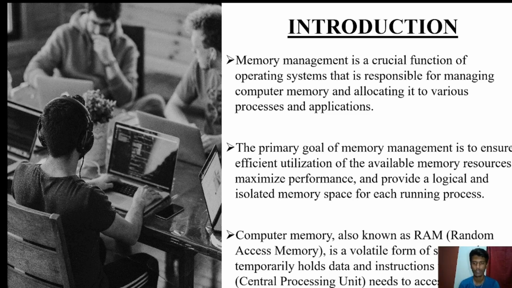Computer memory, also known as RAM, random access memory, is a volatile form of storage that temporarily holds data and instructions that the CPU, central processing unit, needs to access quickly. RAM holds the memory temporarily, which the CPU is going to access. When the CPU is processing other instructions, the RAM will temporarily store the data which the CPU is going to access later.